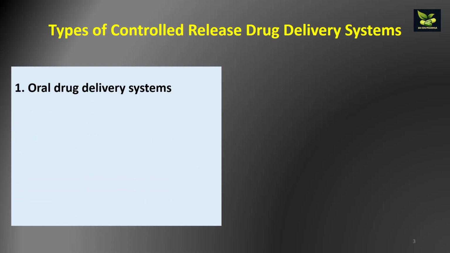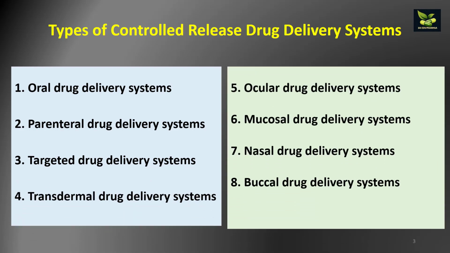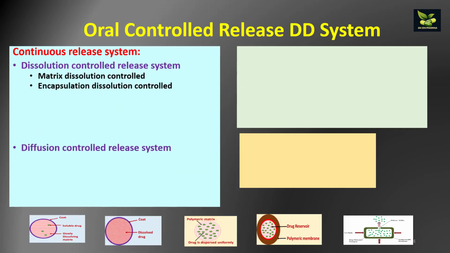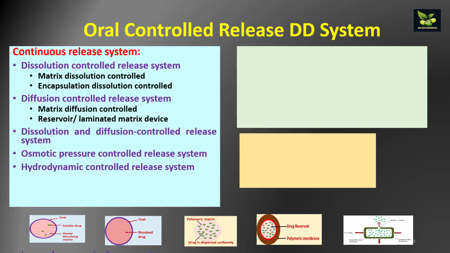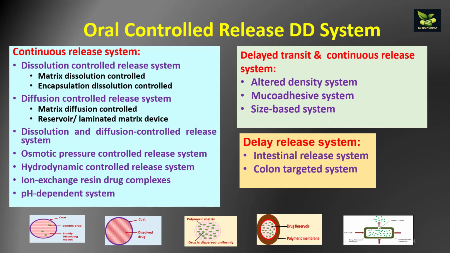Basically they are divided on the basis of route, like oral drug delivery system, parenteral delivery system, targeted drug delivery system, transdermal drug delivery system, ocular drug delivery system, mucosal drug delivery systems, nasal drug delivery systems, and buccal drug delivery systems. First is the oral drug delivery system or oral controlled release drug delivery system. In this you can see that they are divided into three categories. First is continuous release system, second is delayed transit and continuous release system, and third is delay release system.